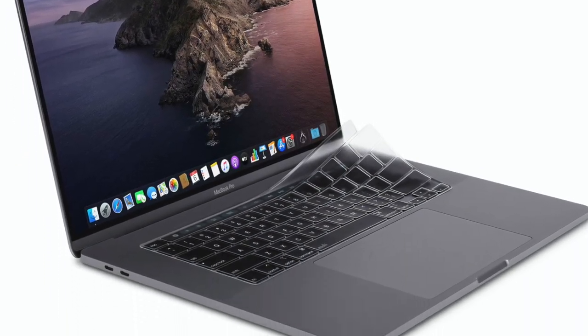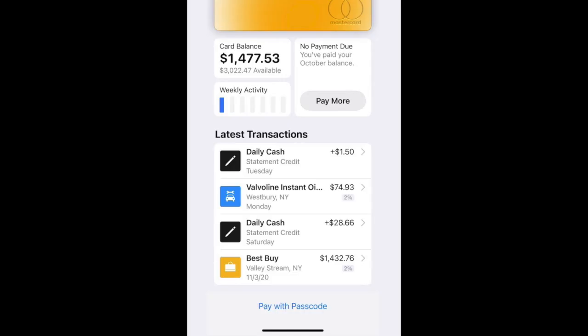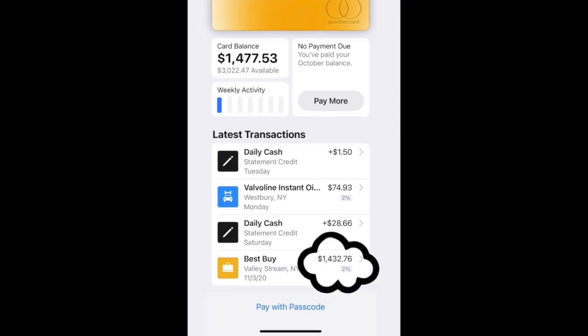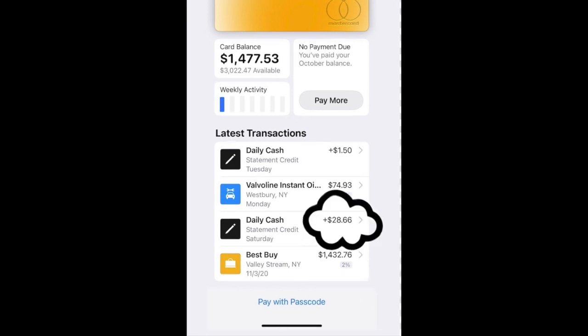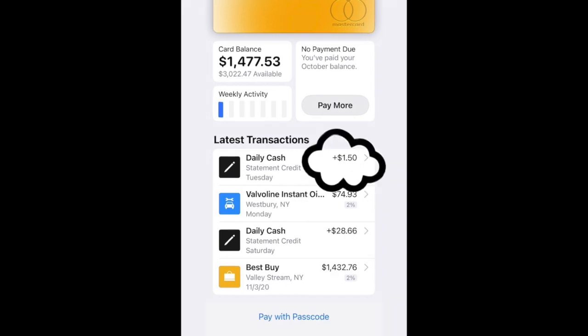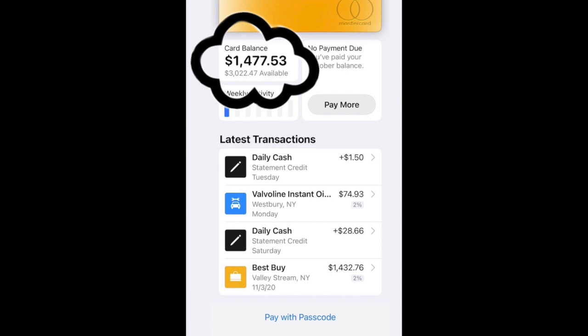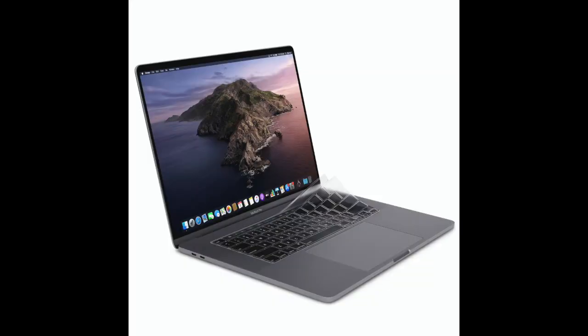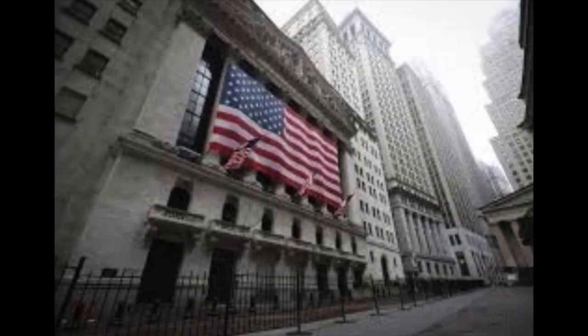I purchased this MacBook at Best Buy. As you can see right here on my credit card statement, I purchased it for $1,432.76. I then went off and used the $28.66 cash back, daily cash back, as you can see right here, and I placed it right back into the credit card. As you can see, I purchased oil for $74.93. Then I placed $1.50 into the rewards with a grand total of $1,477.53.